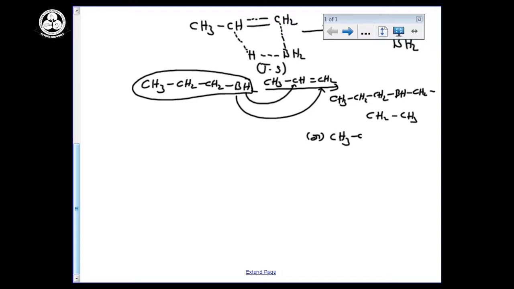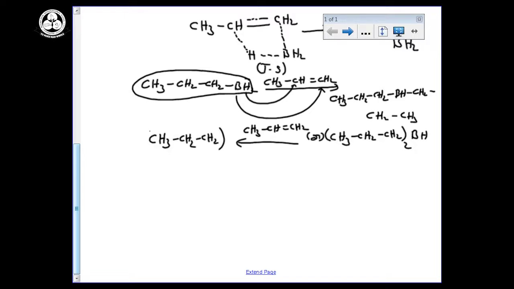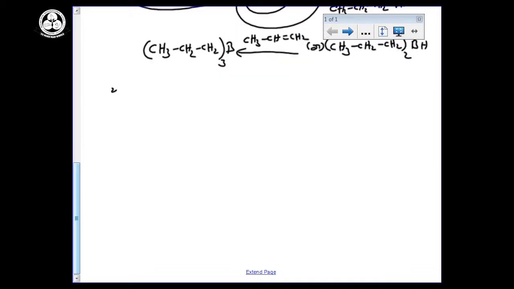So the molecule we can repeat: CH3 CH2 CH2 twice on BH. Again it will react with one mole of CH3 CH double bond CH2. Finally we can get CH3 CH2 CH2 thrice on boron. Like this we can get. This is hydroboration. In this first step, hydroboration, each hydrogen of the boron hydride will be replaced by our alkene.